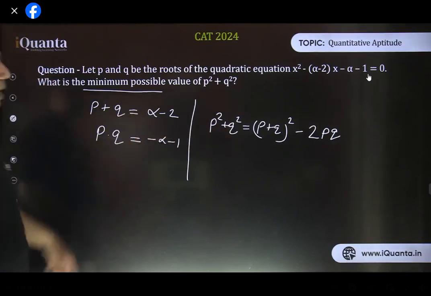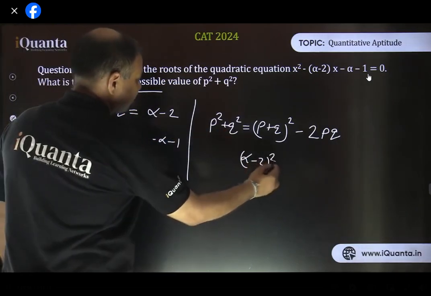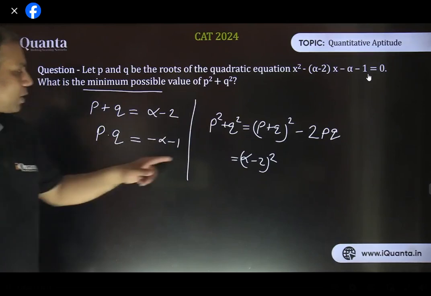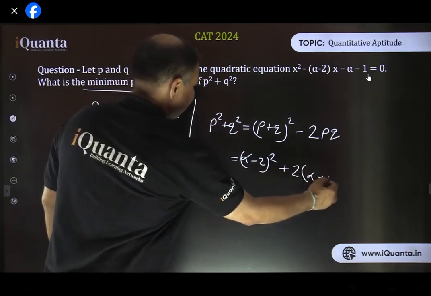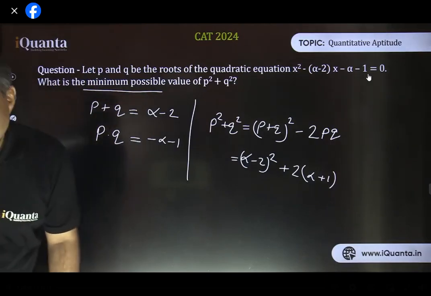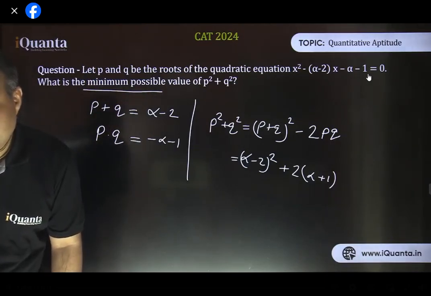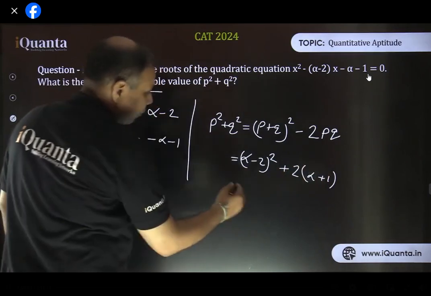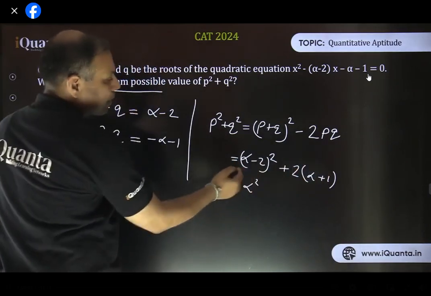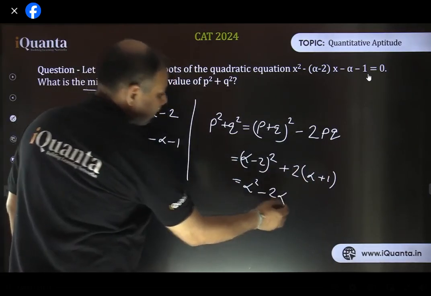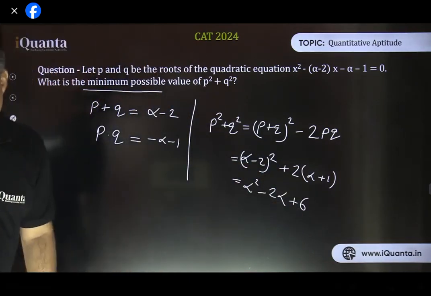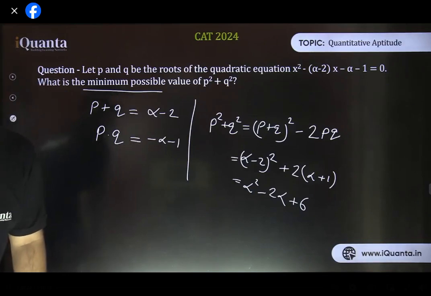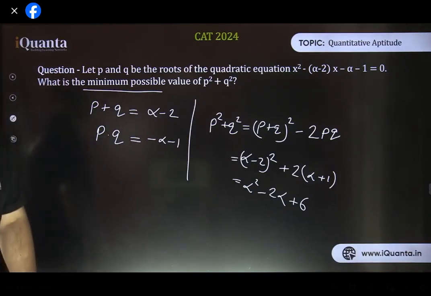So p plus q whole square will be alpha minus 2 whole square. Right? And 2 times pq, that is twice of this with a negative sign. So negative will make it positive. So it is positive twice of alpha plus 1. It is fine? Okay. So let's simplify this. We are going to get alpha square. Here we are going to get minus 4 alpha plus 2 alpha will make it minus 2 alpha. Here we are going to get plus 4 and plus 2 will make it plus 6. So that is the final expression, isn't it? Alpha square minus 2 alpha plus 6. Till this point, is it okay?